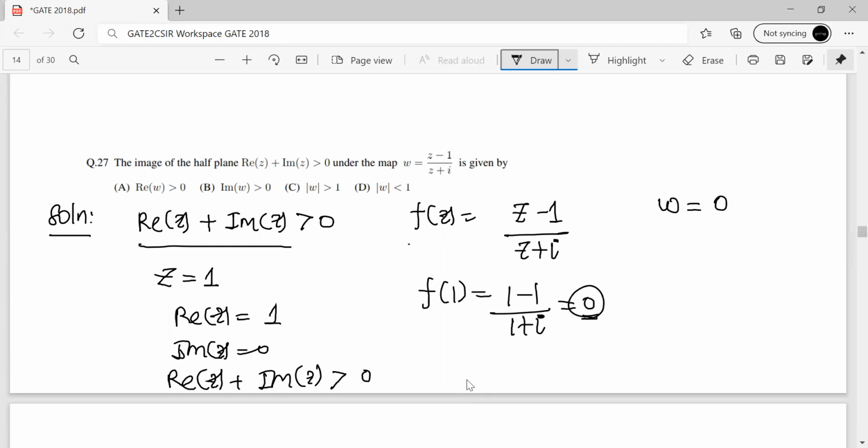And the first option is saying that the real part of w is greater than 0. So option A is wrong. It says imaginary part of w greater than 0. Again, it is wrong. And then you have mod of w greater than 1. Here, I'm getting w to be 0, so you can see that option is wrong. D has to be true. So this was the easiest thing that you could do.